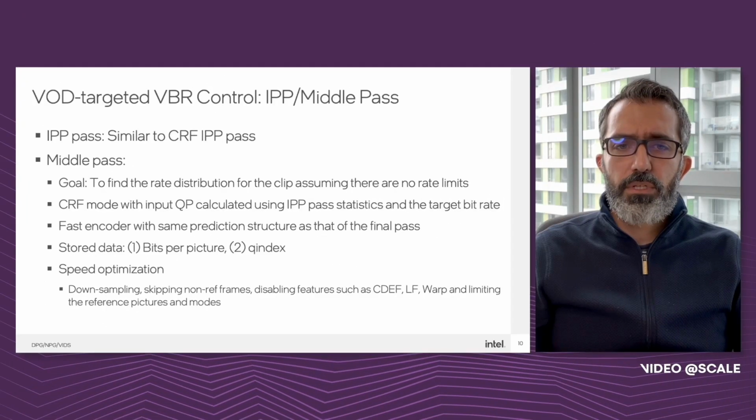In order to make the middle pass faster, some speed optimizations are done. For example, the input video is downsampled, some of the non-reference frames are bypassed, and other features like filters or warp or OBMC are shut off. And overall, the MD is simplified to use limited references and limited modes.